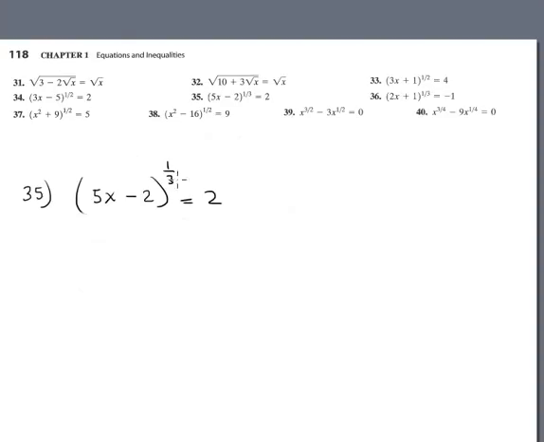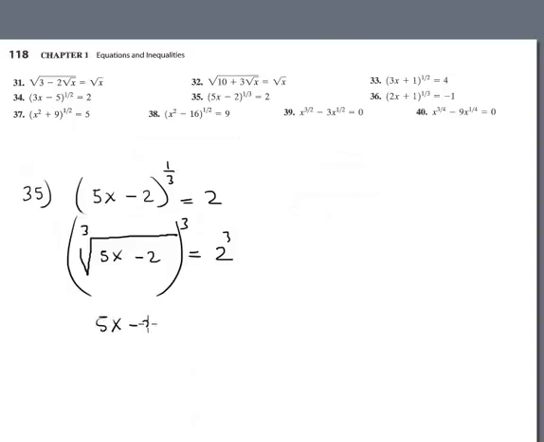Okay, 35 is similar, but in this case it is cubic root because the index is 3. 5x minus 2 equals 2. Now you cube both sides, cubing. This is 5x minus 2 equals 8 because 2 to the third power is 8. Now 5x is equal to 8 plus 2, which gets 10. X is equal to 10 divided by 5, which gets 2.